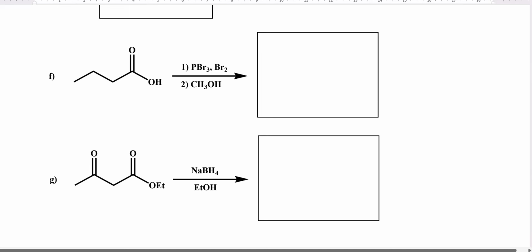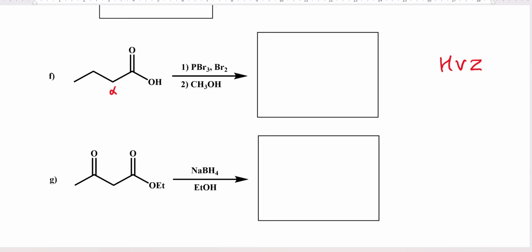The next reaction is the reaction of a carboxylic acid with PBr3, Br2, and then methanol. It is the Hell-Volhard-Zelinsky reaction, or HVZ reaction. The product always has a bromine on the alpha position. If we add water at the second step, then we have the carboxylic acid with bromine. But because we use methanol instead of water, instead of OH here we will have OCH3, according to the mechanism of the reaction.